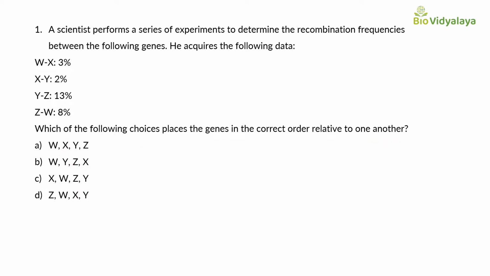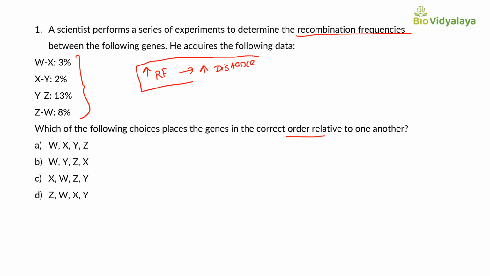So these are the options. Here you have to find the correct order of the genes based on its recombination frequencies. Here recombination frequencies are given. So you have to remember that larger the recombination frequency, then larger will be the distance between two genes. Okay, you have to apply this logic for solving this question.